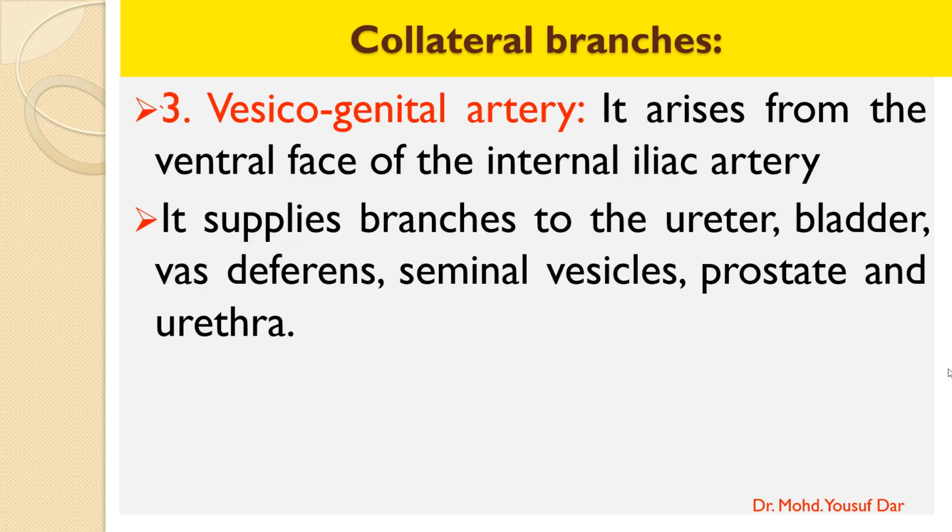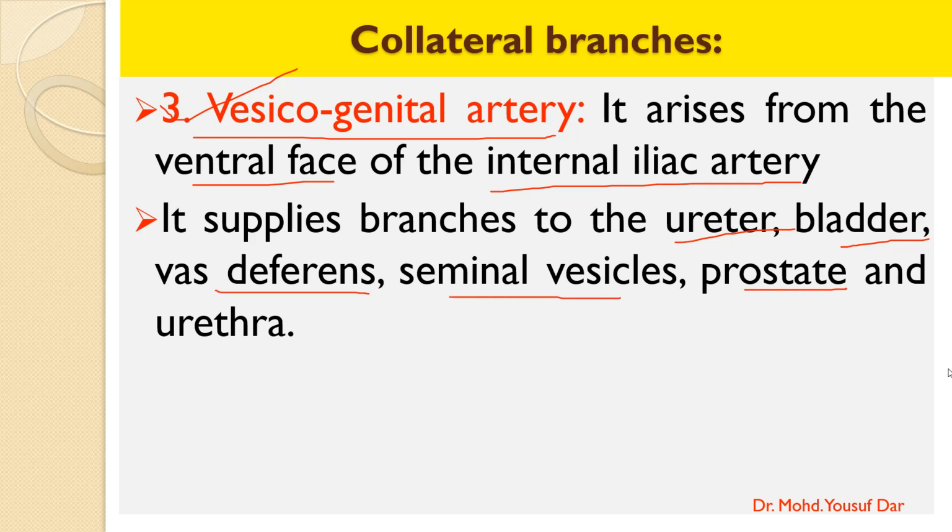Now the third collateral branch is the vesicogenital artery. The vesicogenital artery also arises from the internal iliac artery, but from the ventral surface. It supplies branches to the ureter, urinary bladder, vas deferens, seminal vesicles, prostate, and the urethra.